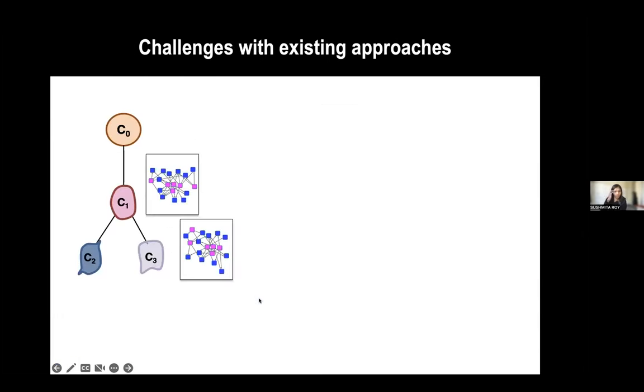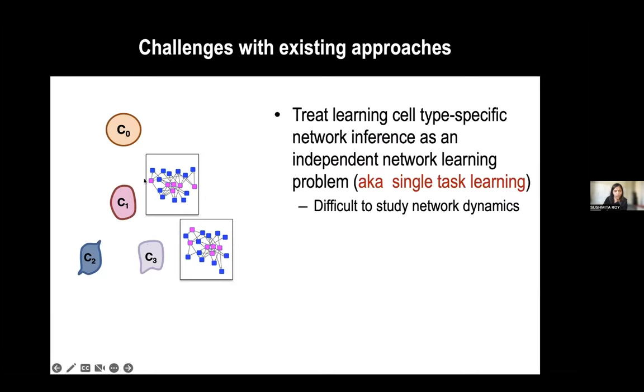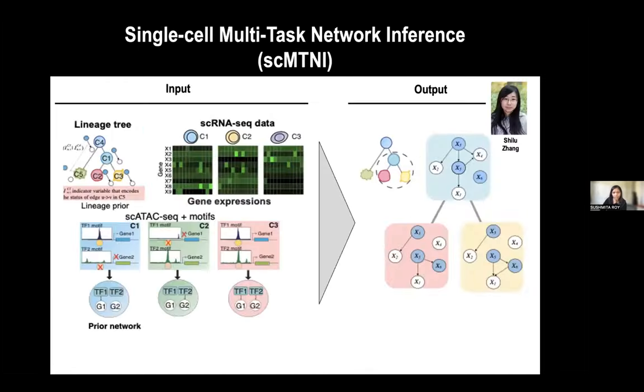The problem, however, with network inference with single cell data so far is that, especially when you're thinking about a system where you have a lineage and multiple cell populations, most methods basically ignore how the cell clusters are related. That is, they treat this as a single task learning problem. The other challenge is that they've largely relied on single cell RNA-seq data.